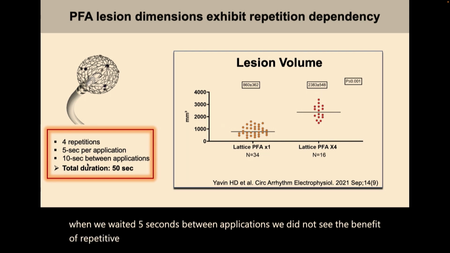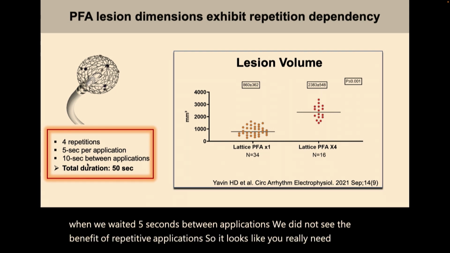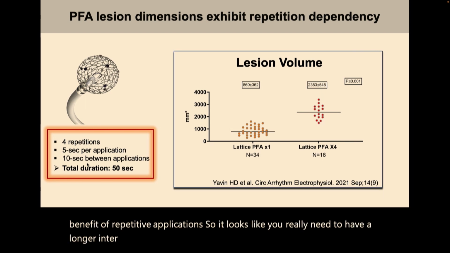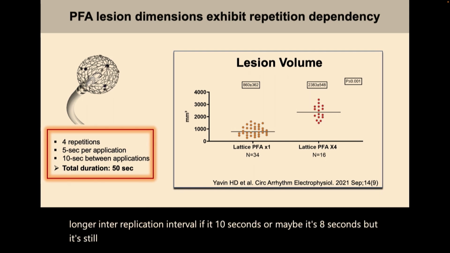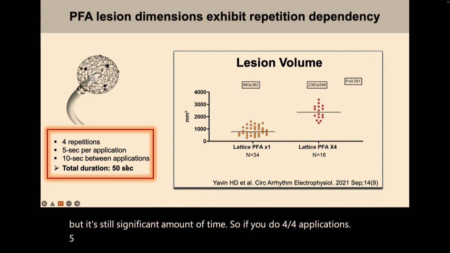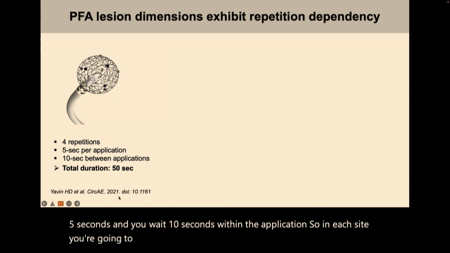So it looks like you really need to have a longer inter-application interval. Is it 10 seconds or maybe it's 8 seconds, but it's still a significant amount of time. So if you do four applications of 5 seconds and you wait 10 seconds between the applications, in each site you're going to spend 50 seconds.